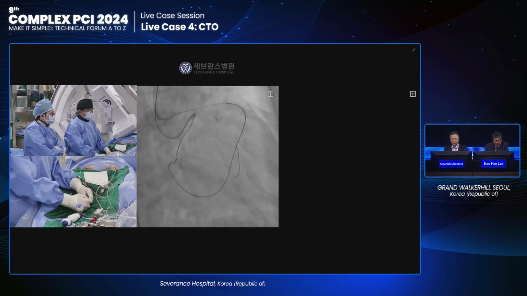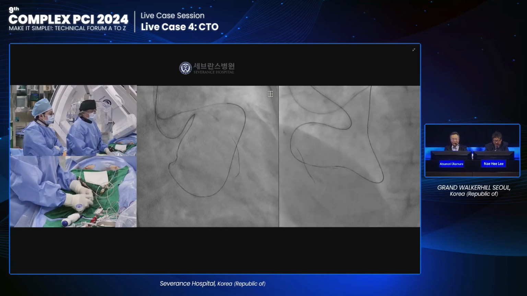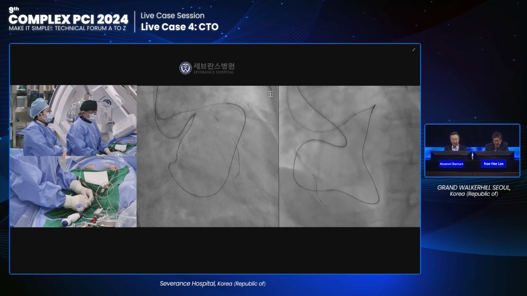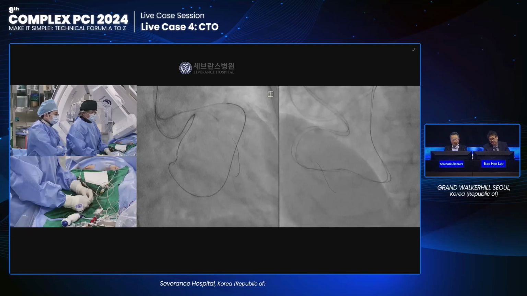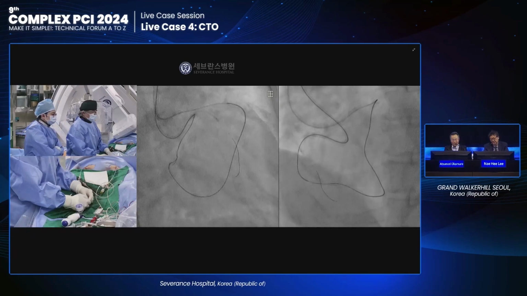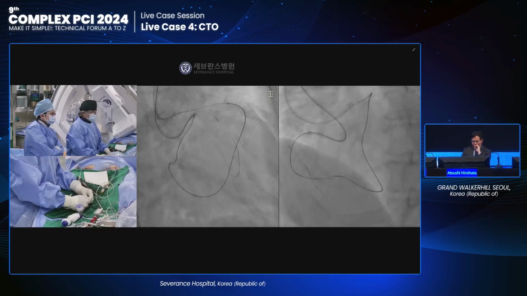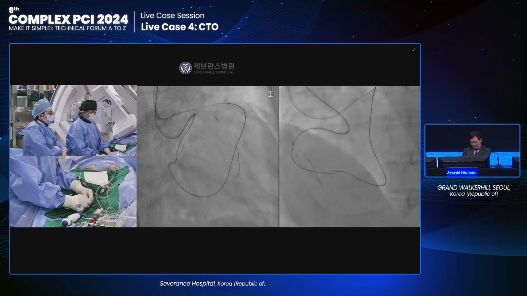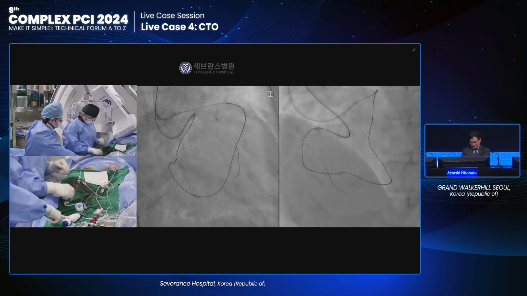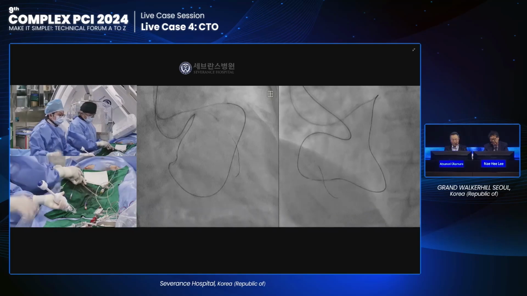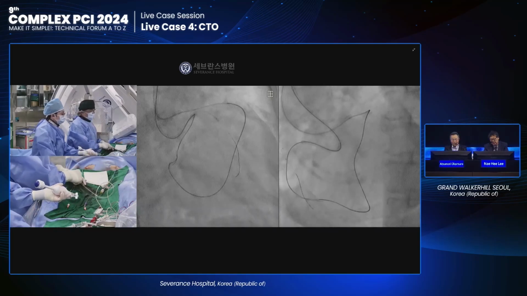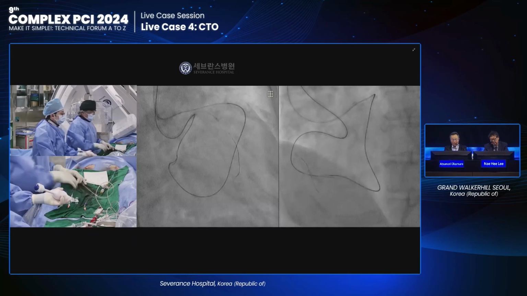Okay, but I feel some resistance here with the retrograde. Why don't you dilate that crossing point with a minimum balloon? Okay. Yes, I will do the dilation from antegrade. Now, 2.0. Now this time is antegrade ballooning.